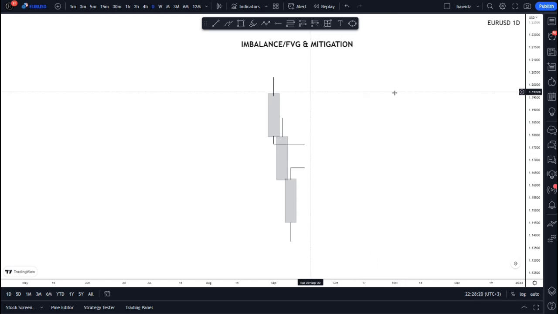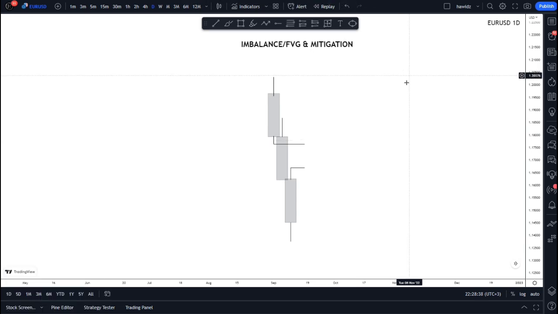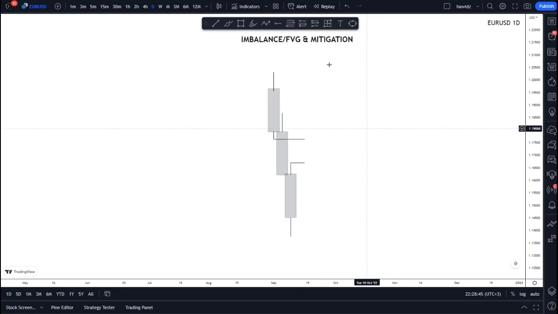Today's video, guys, we are going to be talking about the simple concept of imbalances or fair value gap and mitigation. So let's start with what an imbalance is. An imbalance, or a fair value gap, or a price gap, is simply a distance between the wicks of three consecutive candles. What am I talking about? That distance and consecutive candles.